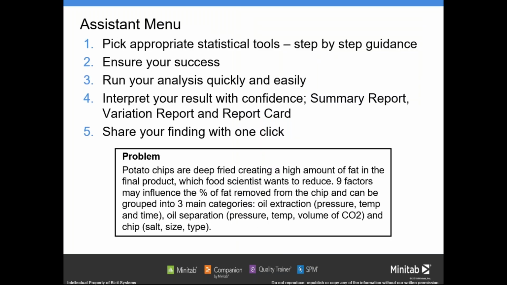We have another feature, we call it the Assistant menu, to pick the appropriate statistical tools. If you are using the Assistant menu, it has step-by-step guidance for you, to ensure your success, so you run your analysis quickly and easily, and then you can interpret your result with confidence because we provide the summary report, the variation report, and then the report card. So after you get that result, you can share your findings with one click only.